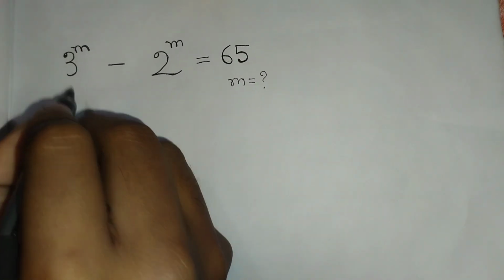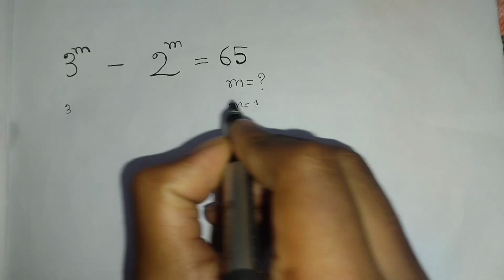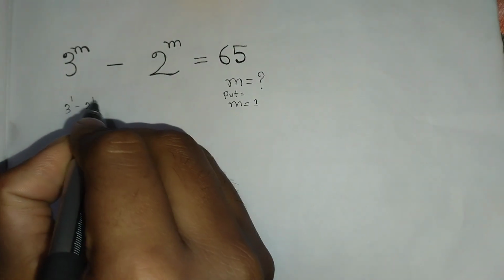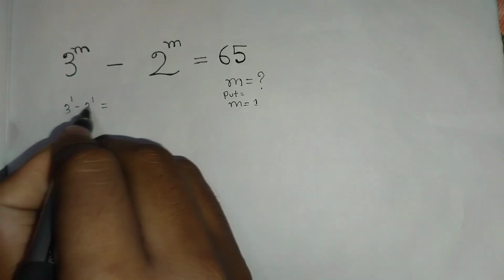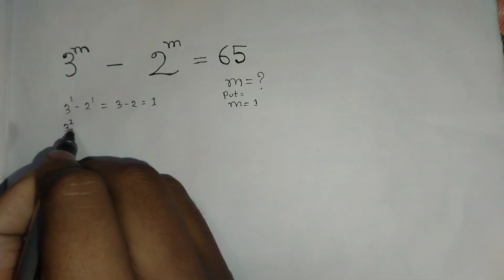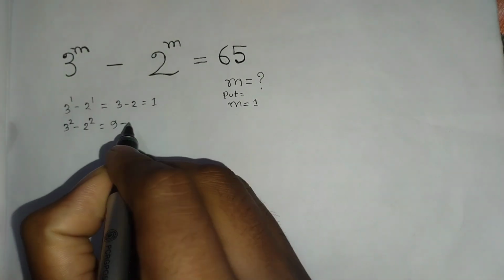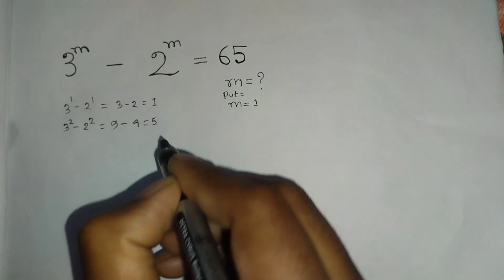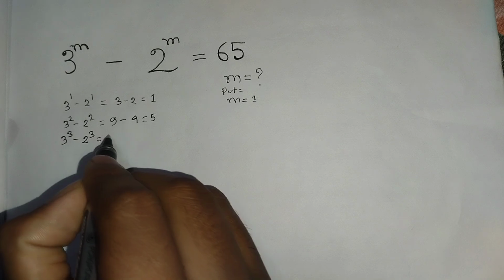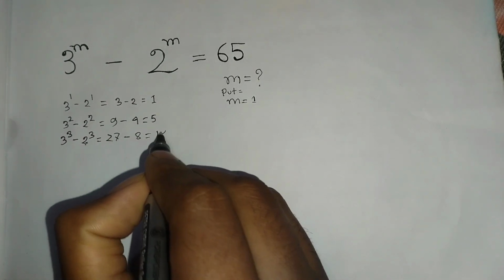You can see here, if I put m equal to 1, it will be 3 minus 2, that means 1. If I put m equal to 2, then it will be 9 minus 4, I can get 5. Then if I put 3, then it will be 27 minus 8, that means 19.